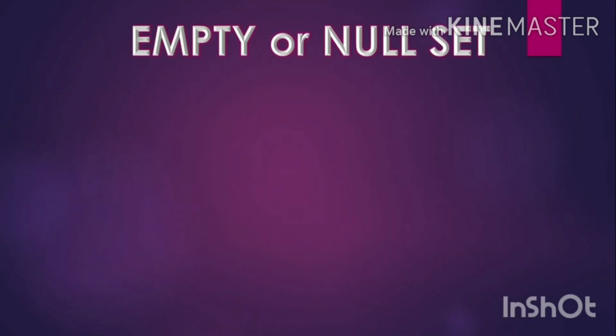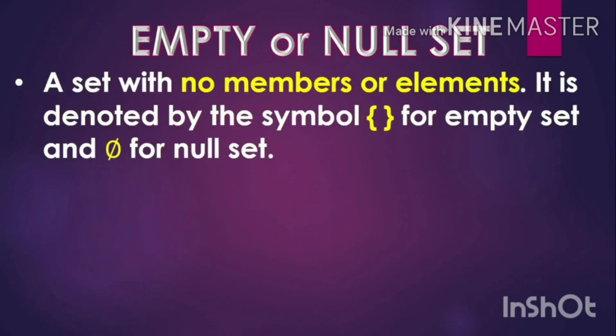Next, empty or null set. A set with no members or elements. It is denoted by the symbol bracket for empty set and a circle with slash for null set.